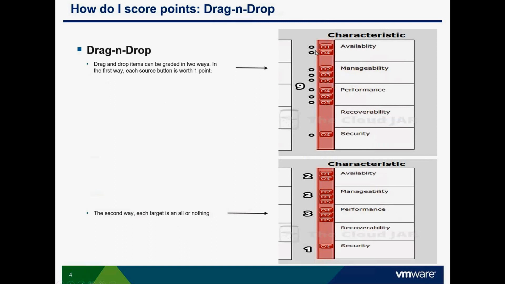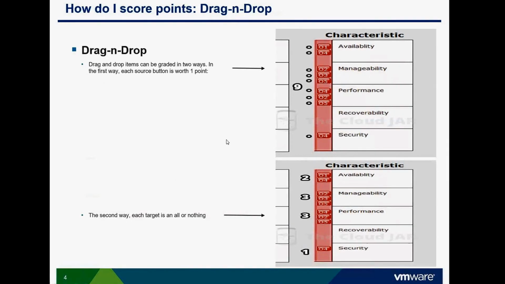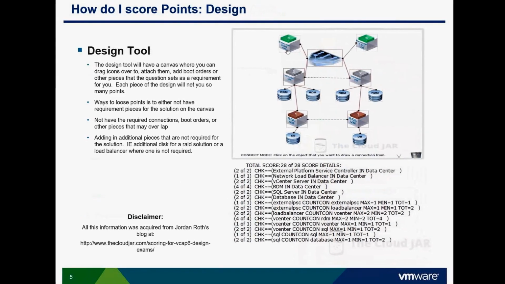Each one of these is worth 1 point, and as you can see, you can score up to 9 points. Sometimes the questions will allow you to get halves, and other times it's all or nothing. The second way is each target is all or nothing, like I was talking about, where they want you to have all these in the right categories. So that's how the drag and drop is scored, and these can vary. As you can see, there's 9 points on this one, and 3 to 4 points on this one. Most questions are going to be a mixed bag, I guess you could say between 4 and 10 points. I'm not sure what the exact metrics are, but you're going to score a couple points per question there.